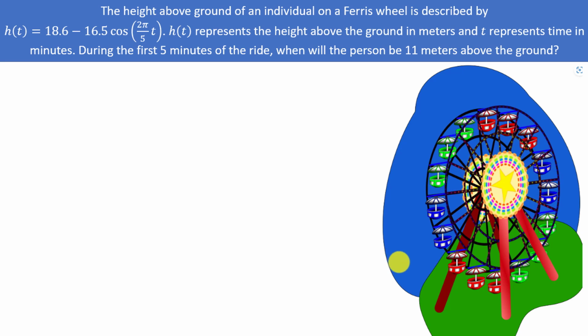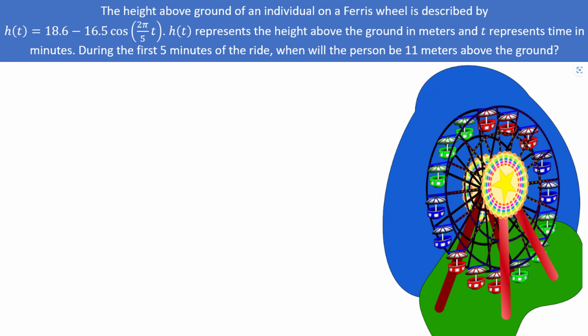Additionally, depending on how fast the Ferris wheel is rotating, we might actually have several rotations in the first 5 minutes where we are 11 meters above the ground. Maybe it only takes 1 or 2 minutes to make one rotation, so we might have several times in the first 5 minutes of the ride where the people will be 11 meters above the ground.